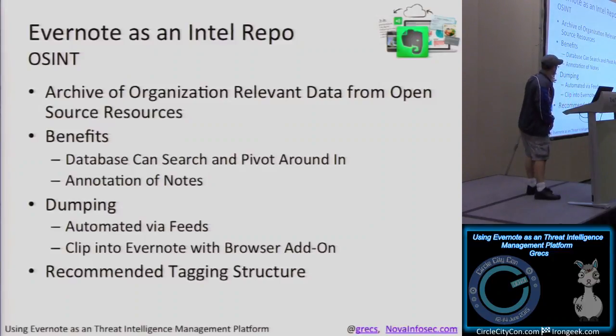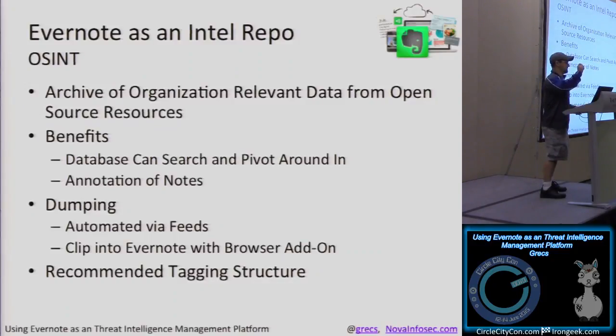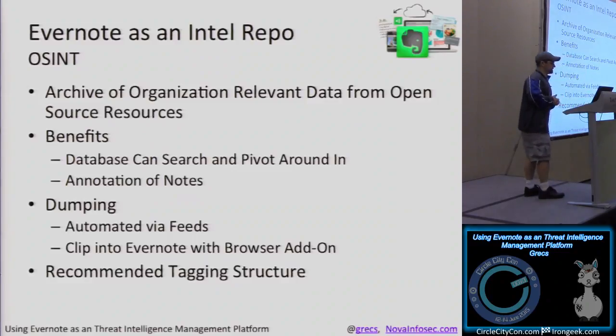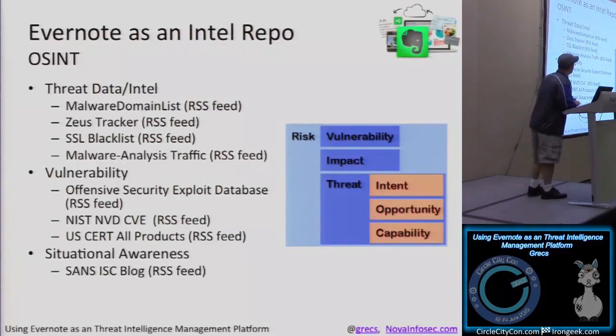So with dumping, you have to come up with some automated method to get the feeds into Evernote. And then the other thing is, a lot of times the vendor comes out with some big APT report, or you read a blog. Being able to have browser plugins where I can just click a button saying, hey, send this article to Evernote, makes it very easy to add stuff on the fly too. And then you need to come up with a recommended tagging structure or framework so that you can make sense of all this data.